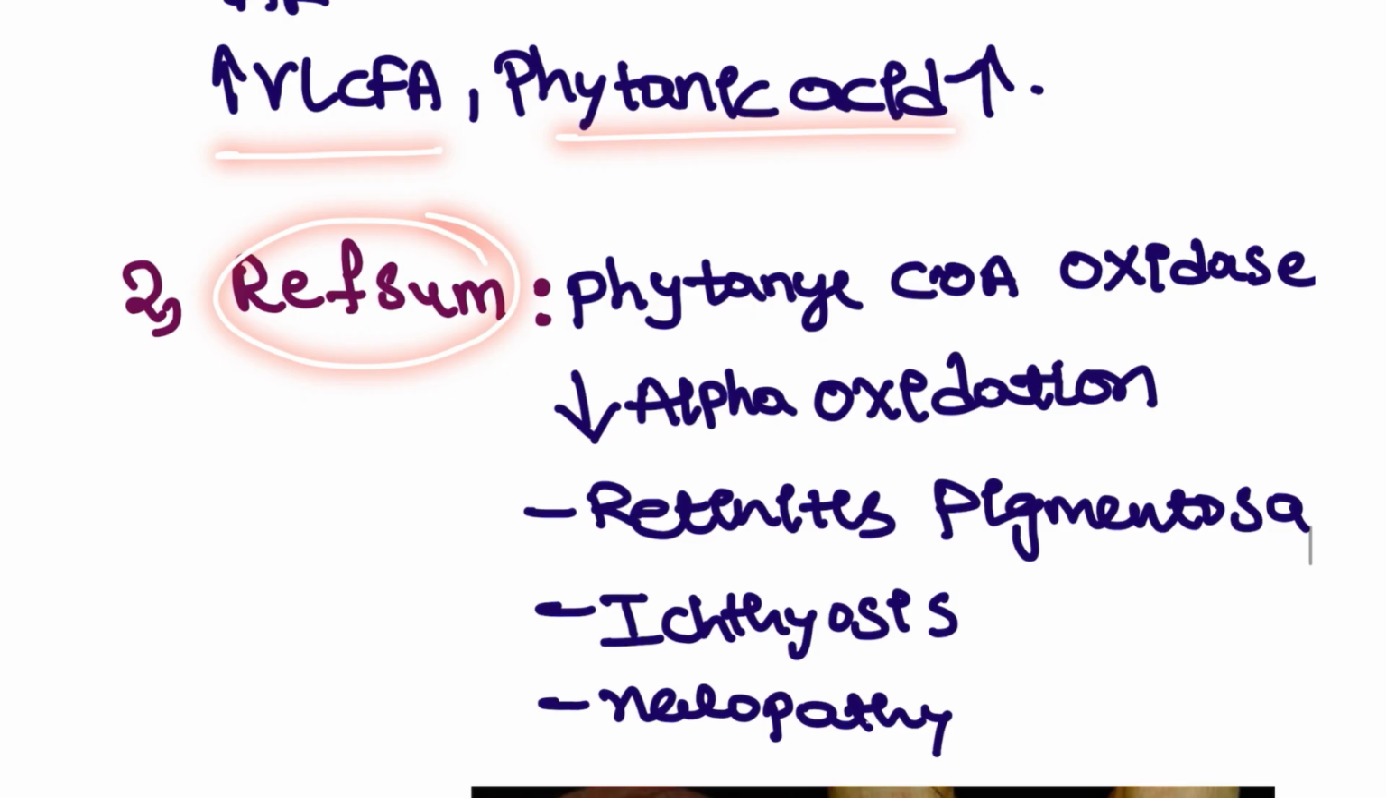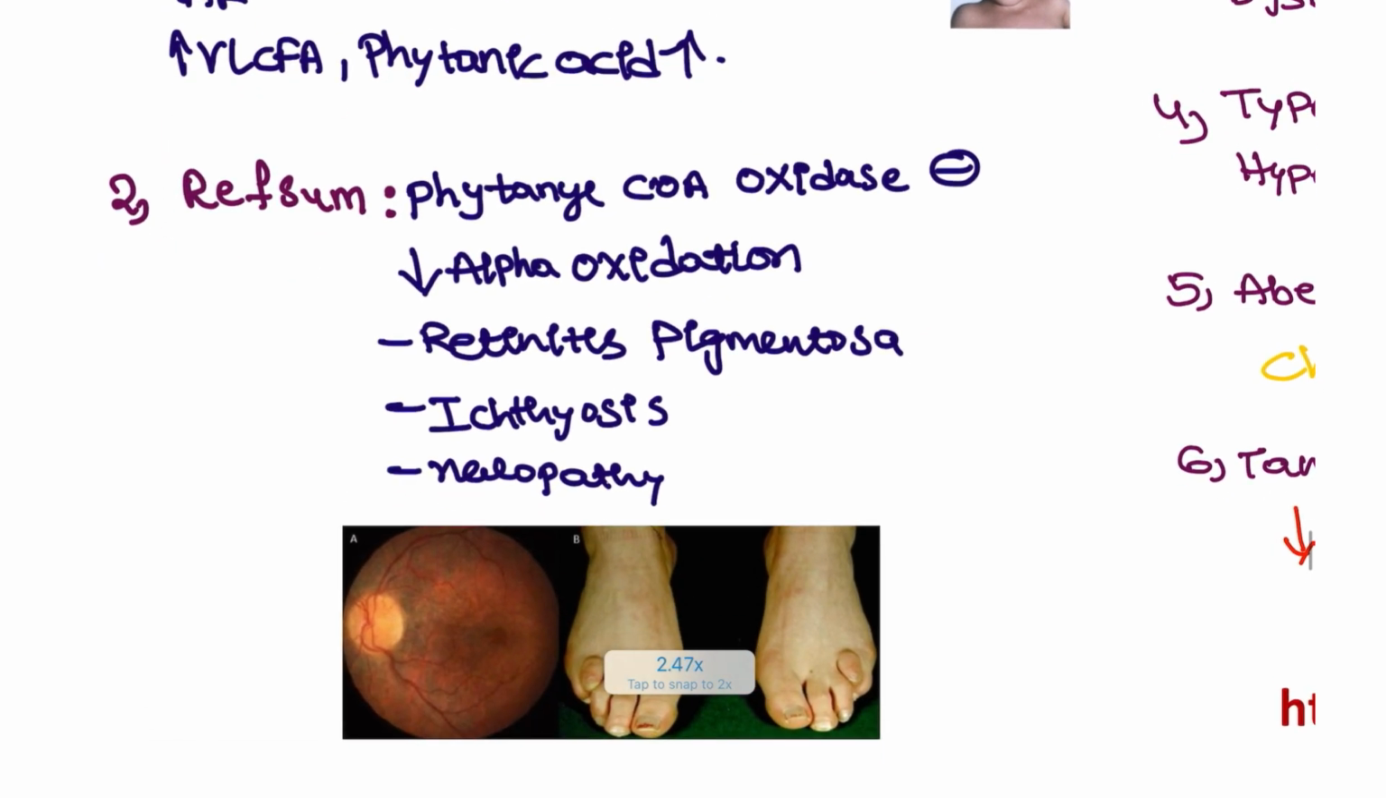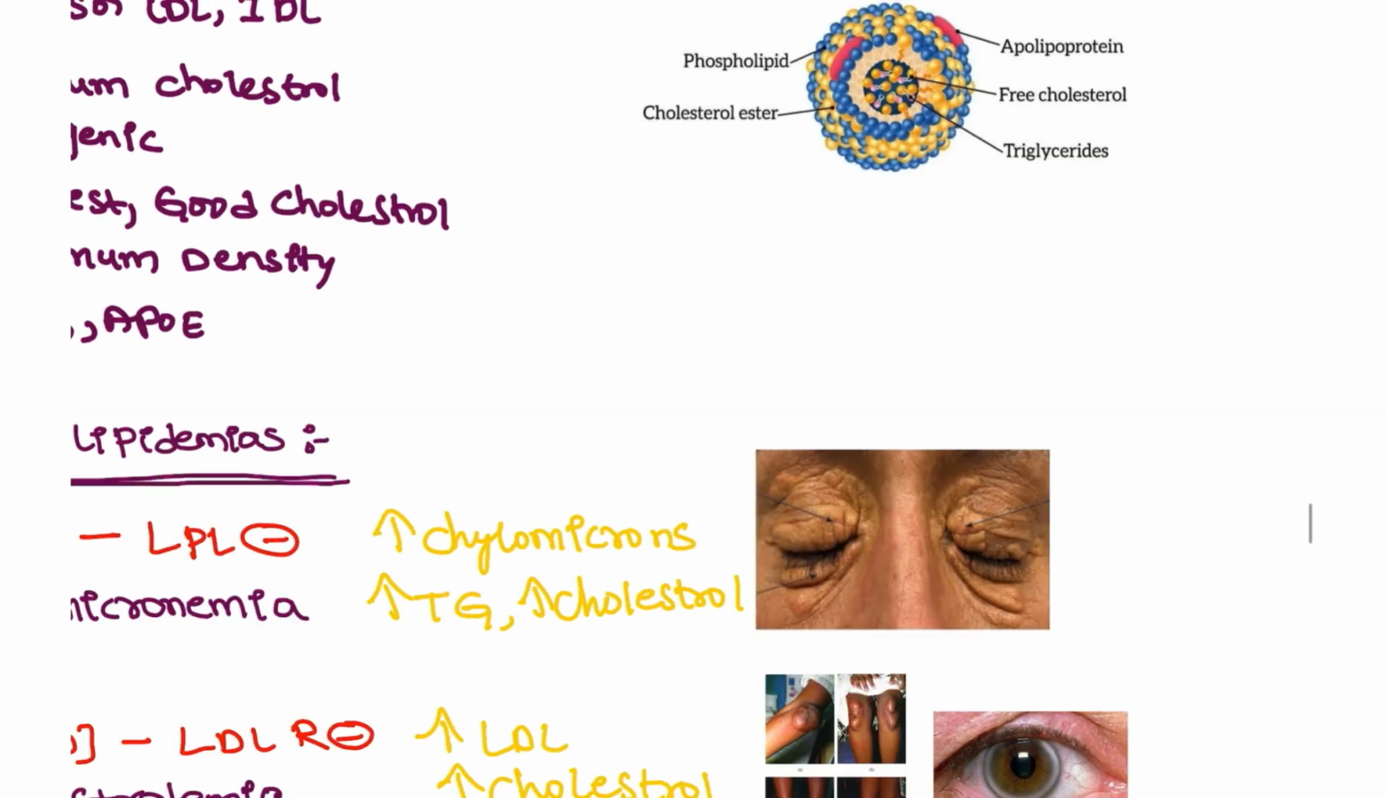Next, Refsum disease. This Refsum disease is seen in patients suffering from phytanoyl CoA hydroxylase enzyme deficiency, so they have decreased alpha oxidation. The symptoms are commonly retinitis pigmentosa, ichthyosis and neuropathy.